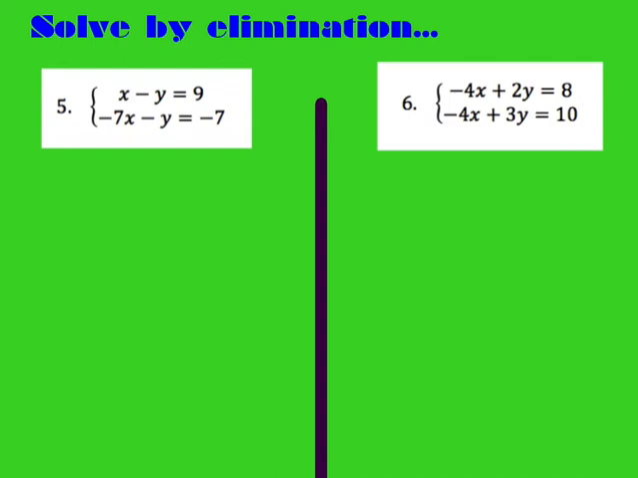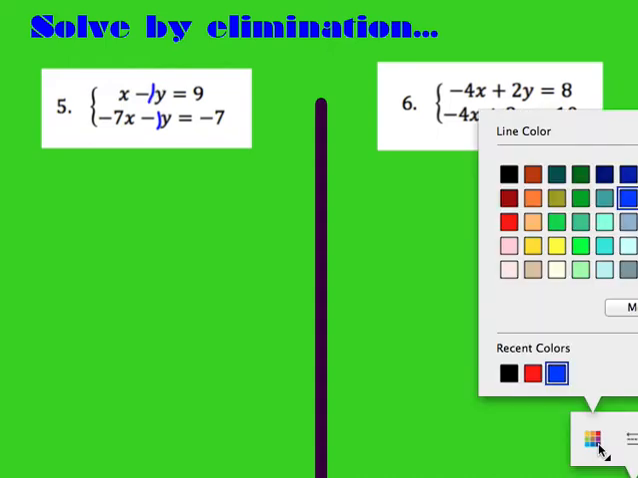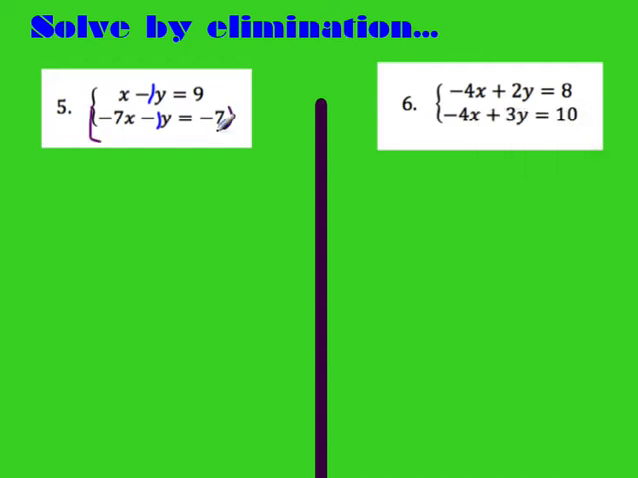So what I notice on number 5 is that my y's have the same number, but they don't have opposite signs. So I'm going to have to do something to create opposite signs. Well, to change the sign of anything, we multiply by a -1. But we can't just multiply a y by a -1. We have to multiply the entire equation. So what I'm going to do is take this bottom equation and multiply it by a -1. It actually doesn't matter which equation you choose.